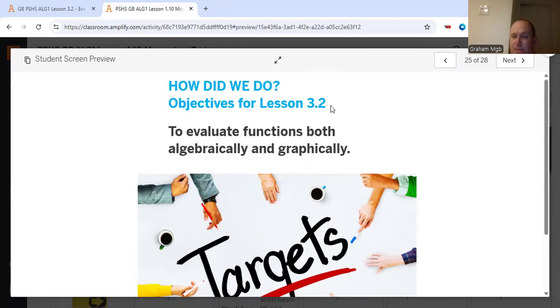This was originally 3.2 last year. That's something I need to change before we use this in class. And actually this year we just evaluated functions algebraically. We didn't do that graphically, but we will do that in a future lesson.